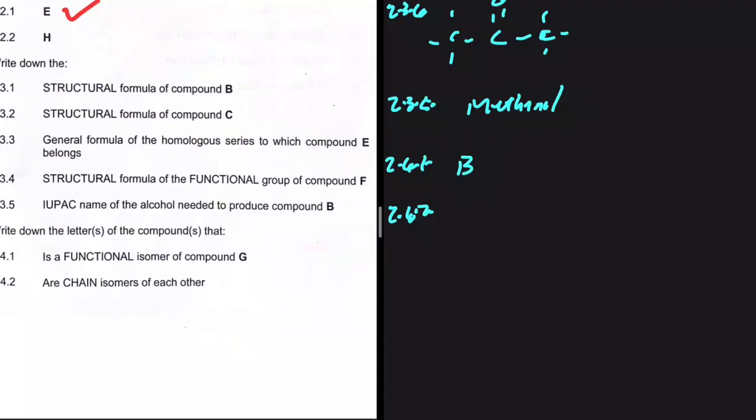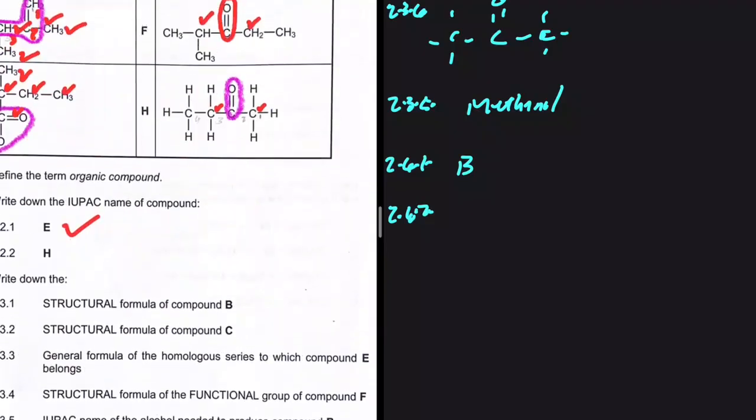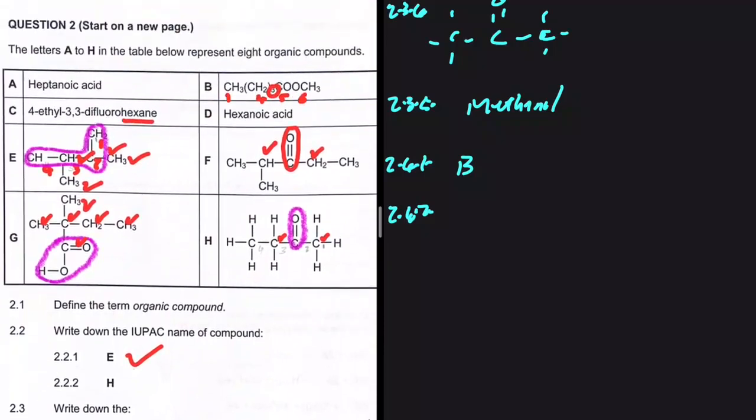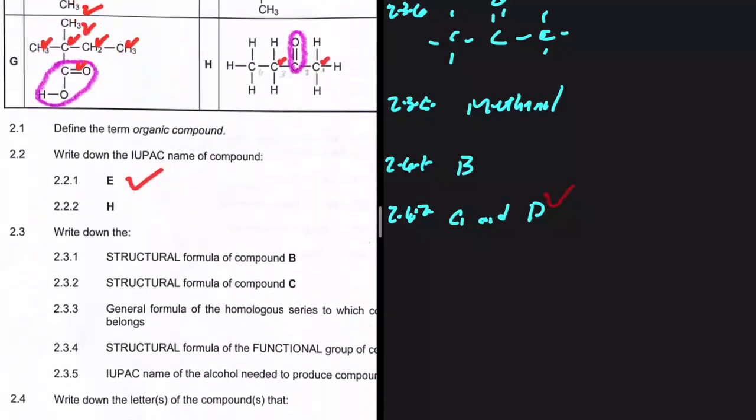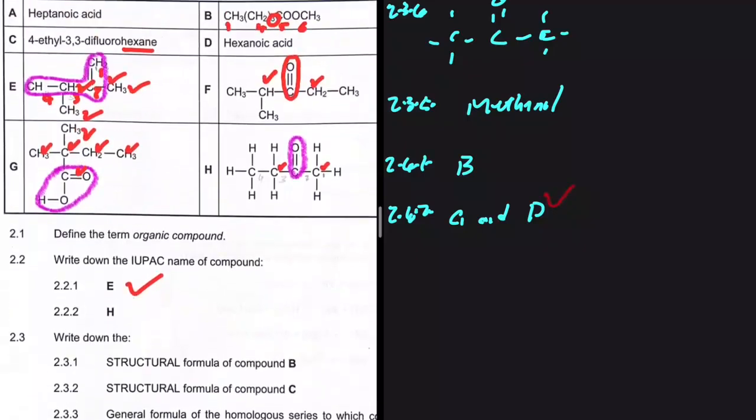And then two compounds that are chain isomers of each other. G and D. D is hexanoic acid. It is a straight line hexanoic acid. And compound G is an acid with 6 carbons, so they should be chain isomers of each other. Same molecular formula, just different chains.